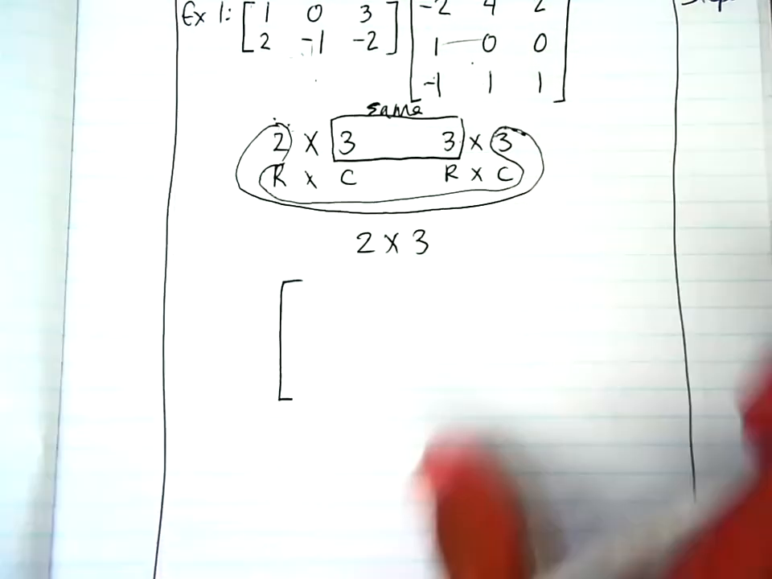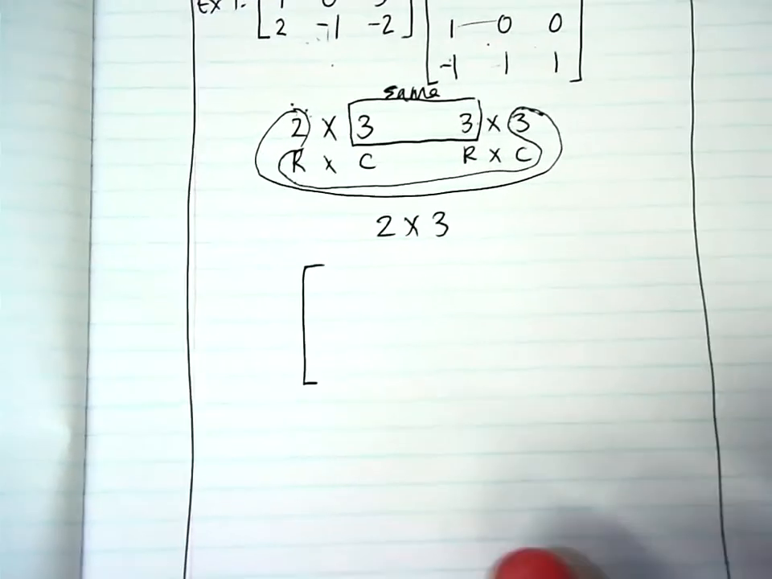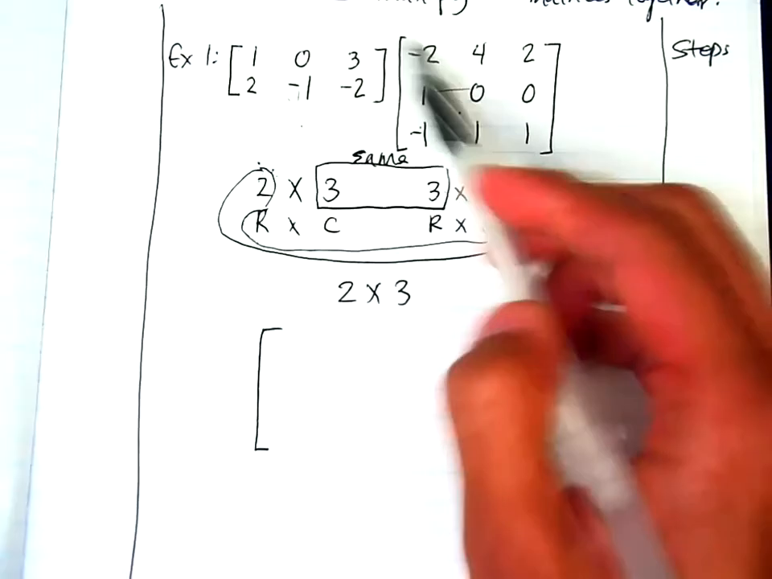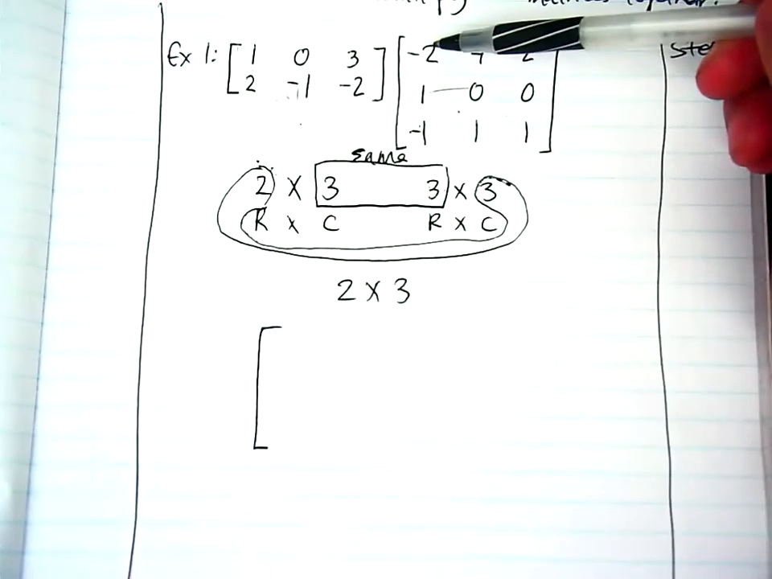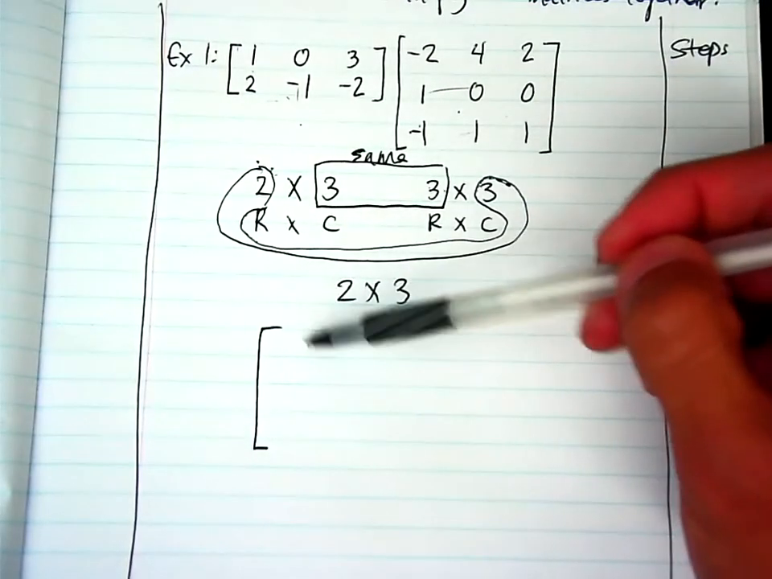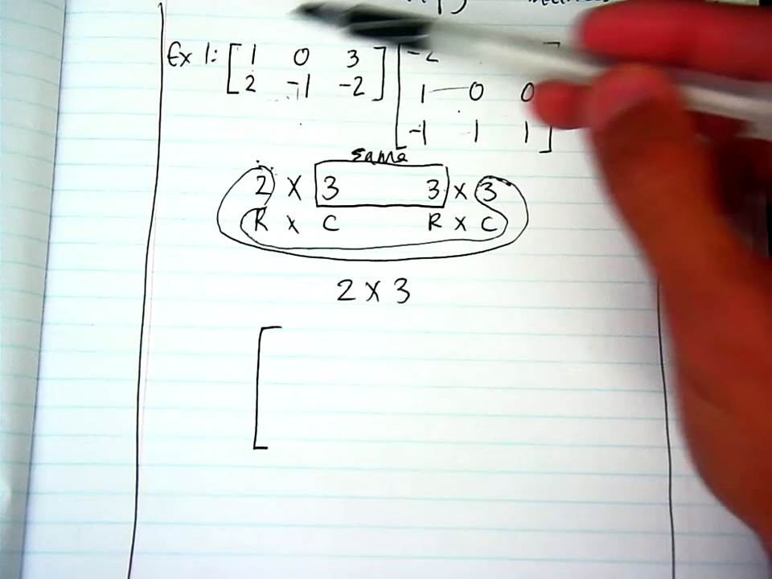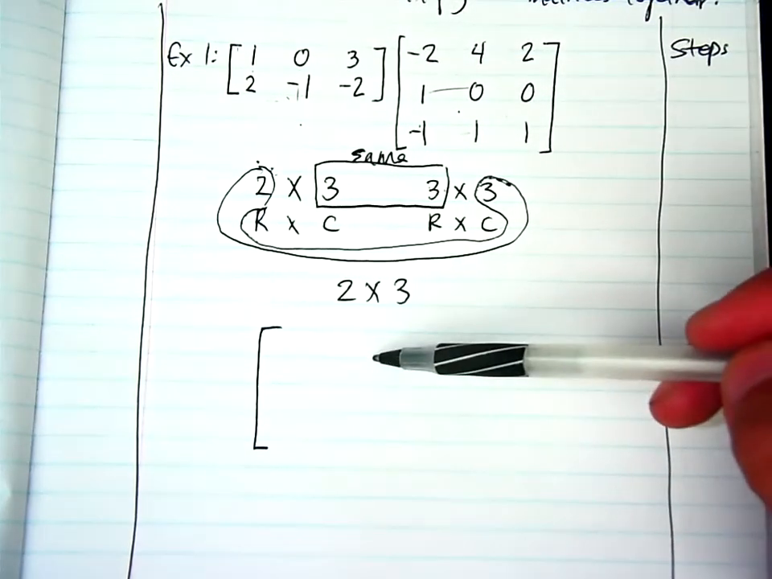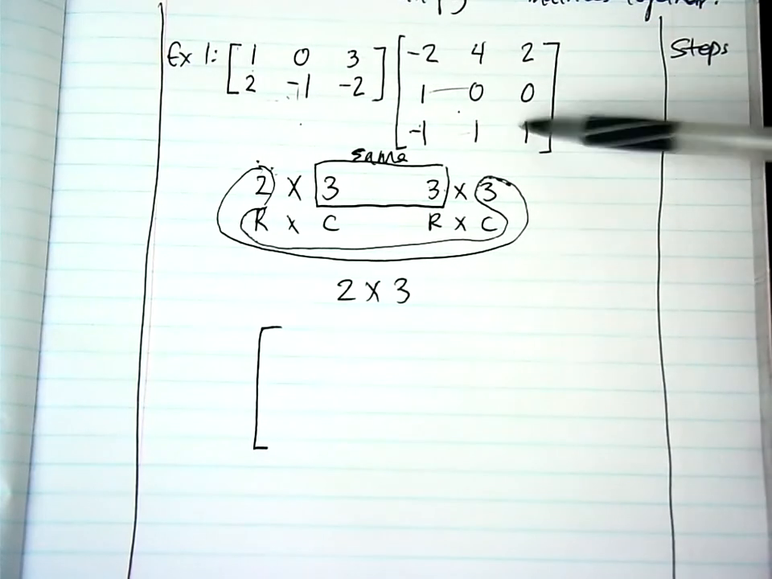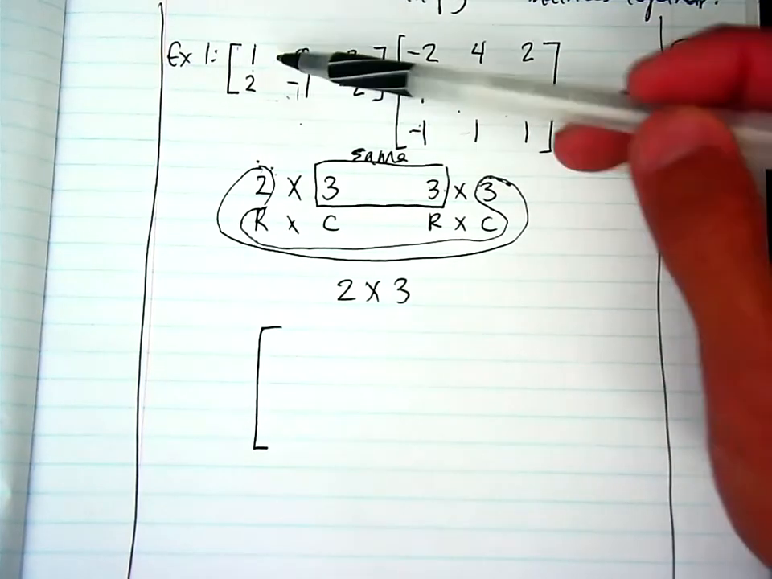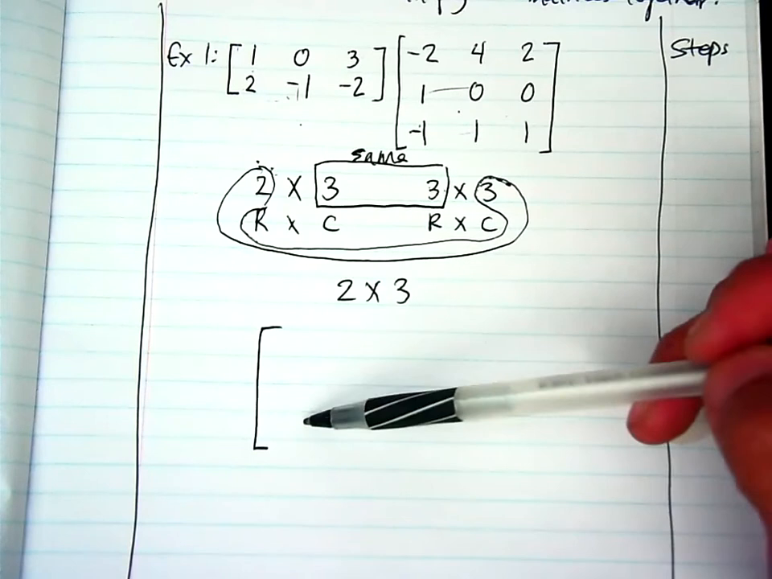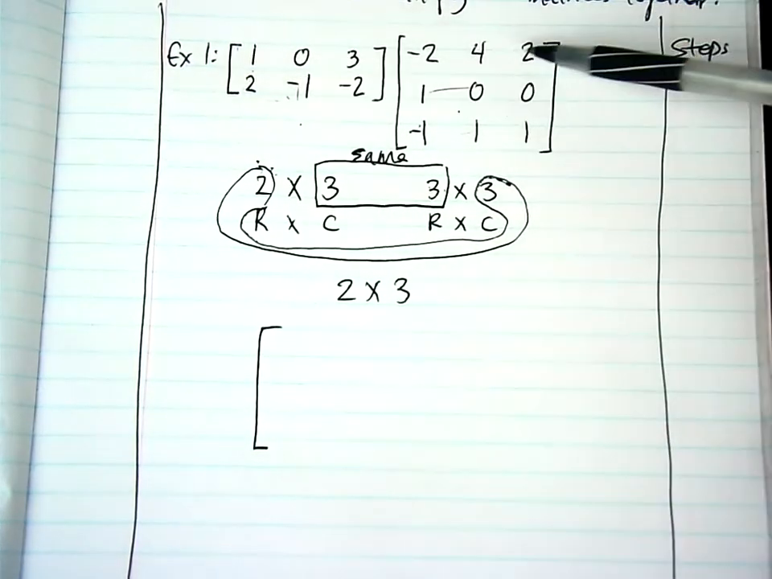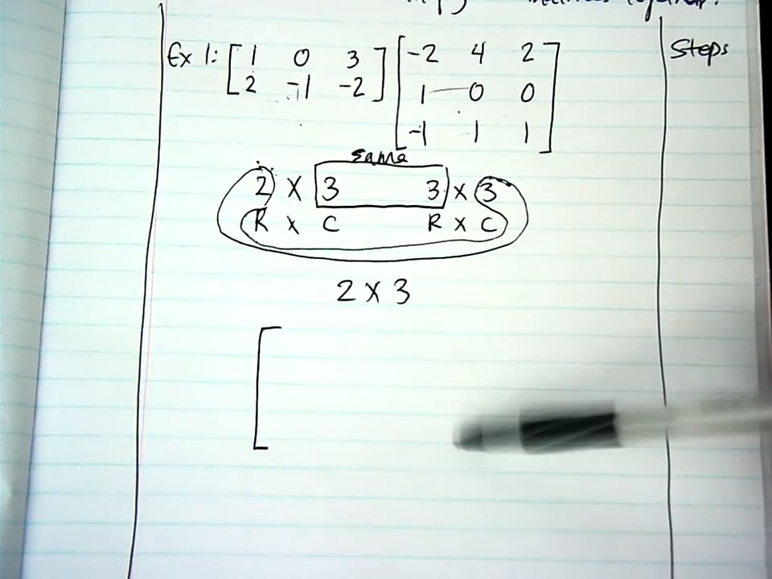Okay, so what I'm going to do is multiply each row by the column. I'm going to multiply this entire row by this column, and it's going to give me my first number, and add all the numbers. I'm going to multiply this row by this column, and that's going to be my next number. I'm going to multiply this row by this column, and that's going to be my third number. Then I'll multiply this row by this column, that's the fourth. This row by this column, that's the fifth. And then this row by this column, and that'll be the sixth.